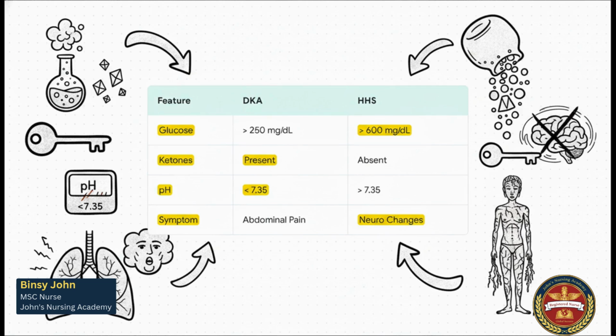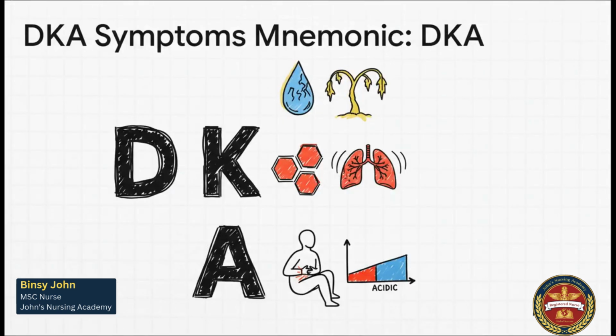That acidosis is what drives those classic DKA symptoms, the abdominal pain, that fruity breath, and Kussmaul breathing. That's that super deep, rapid breathing where the body is desperately trying to blow off all that acid. In HHS, the story is all about that profound dehydration, which leads to severe neurological changes, like confusion and even a coma.